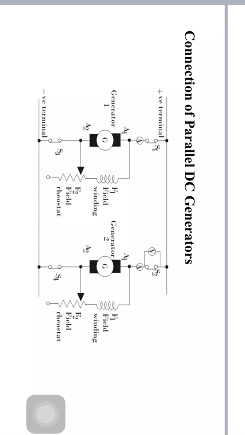Okay. So now let us see the connection of parallel DC generators. Here we are going for DC shunt generators. Here we can observe the bus bar. It is connected to a bus bar, and two generators are connected in parallel. And next, field rheostats are also connected to that. And we have switch operations S1 and S2. Observe in the diagram.